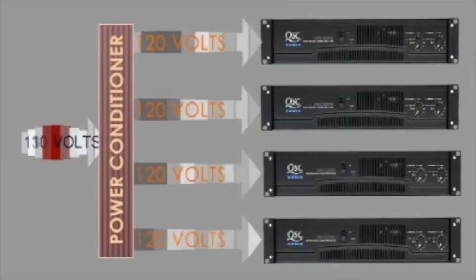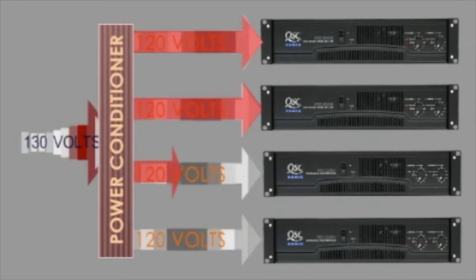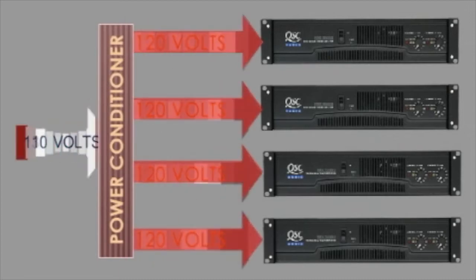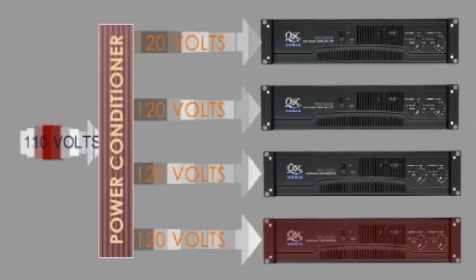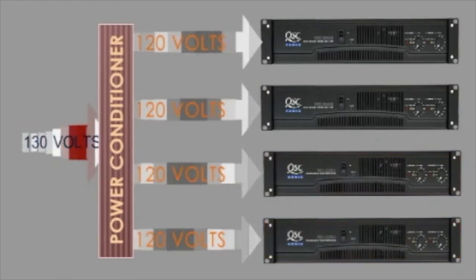It is recommended that a power conditioner be placed in front of all amplifiers. Power conditioners maintain constant voltage levels and offer sequential powering so that each piece of equipment can be powered in sequence, which helps prevent damage to audio system components.